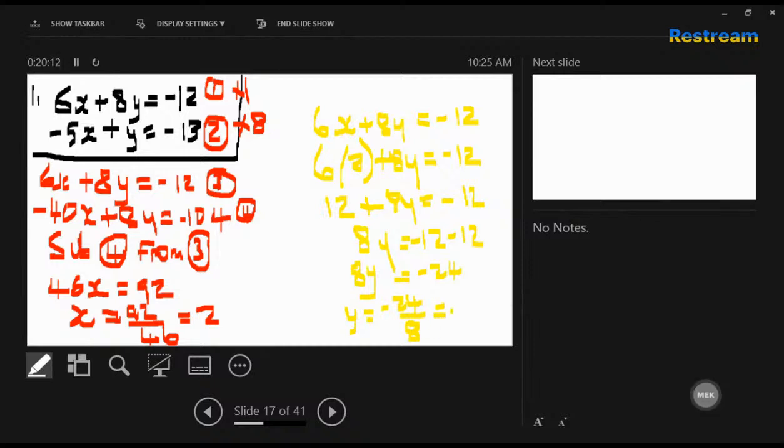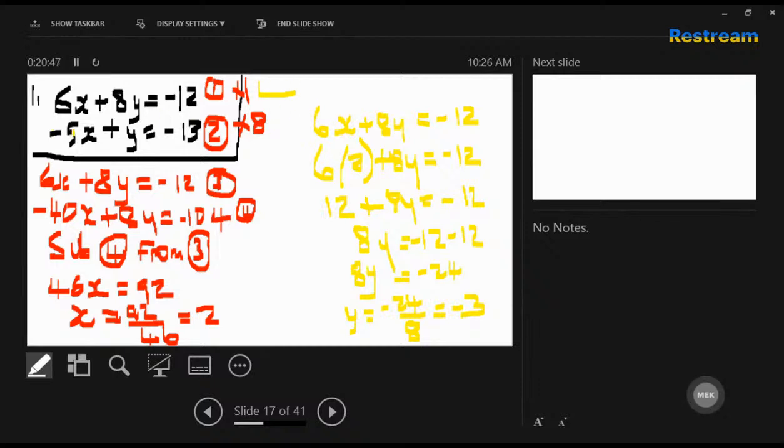And that gives negative 3. As usual, when we solve simultaneous equations, we plug our values back into the original two equations and check if they are correct. So if we're saying the solution set is x is 2, y is negative 3, so 6 times 2 is 12, 8 times negative 3 is negative 24, 12 minus 24 is negative 12. So this one checks out.